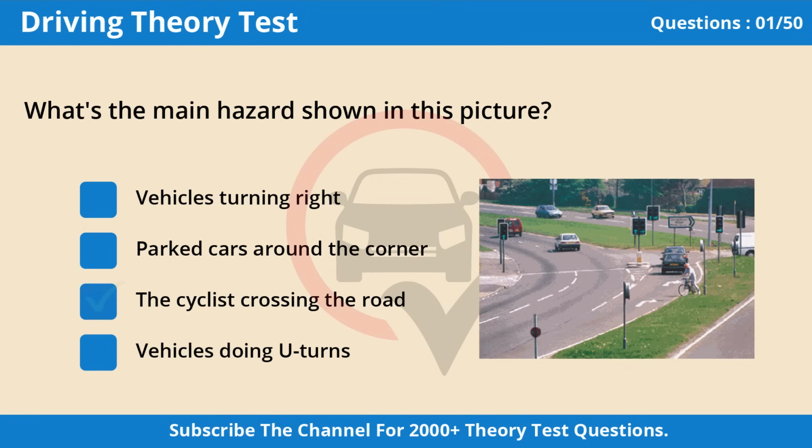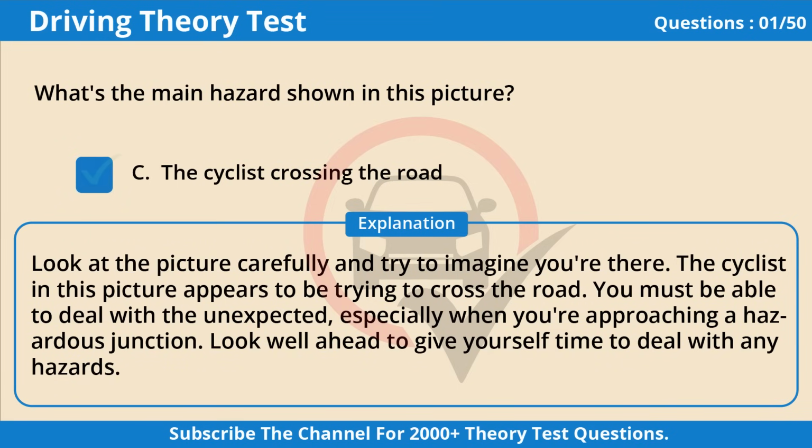C. The cyclist crossing the road. Look at the picture carefully and try to imagine you're there. The cyclist in this picture appears to be trying to cross the road. You must be able to deal with the unexpected, especially when you're approaching a hazardous junction. Look well ahead to give yourself time to deal with any hazards.